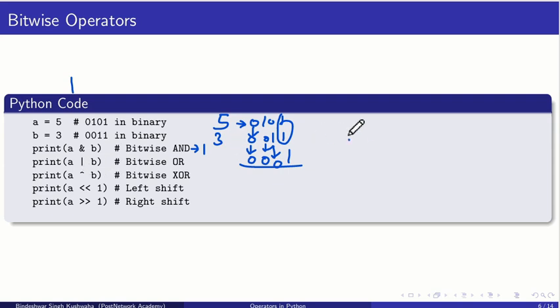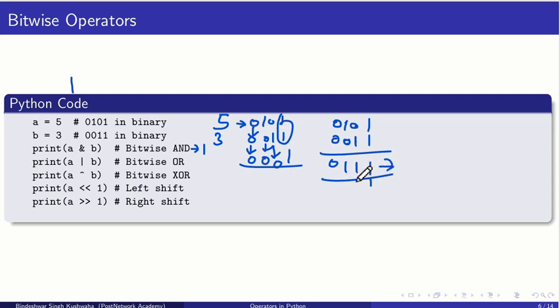For OR, so 0 1 0 1 and 0 0 1 1. OR means if either one is true, the result is true, so the whole would be 0 1 1 1, that would be equal to 2, 4 and 8.